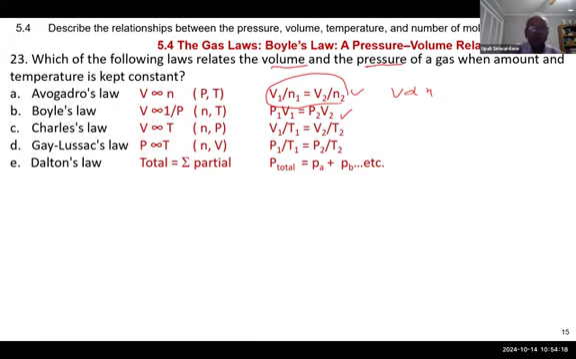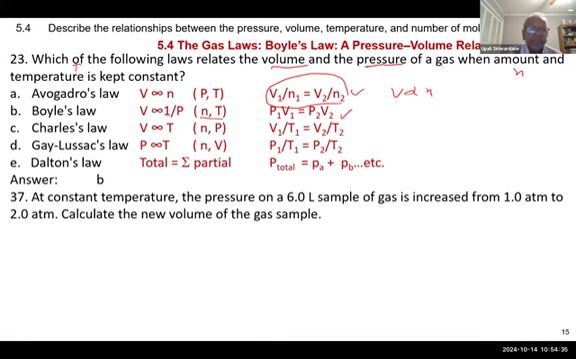Volume and pressure. N and T held constant. Amount is N, and temperature is held constant. Therefore, the answer is B.